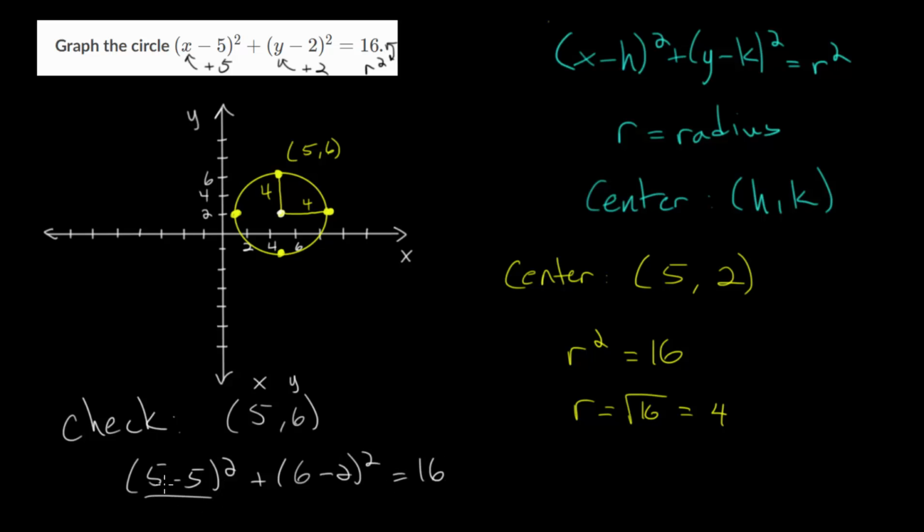Well, this is 0 squared, so that's just 0. And this is 4 squared, and 4 squared, 4 times 4, does equal 16. So this point is on our circle, which means we can feel more confident that this is the correct graph.